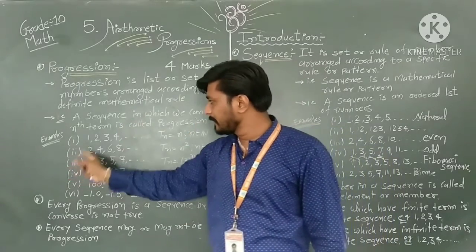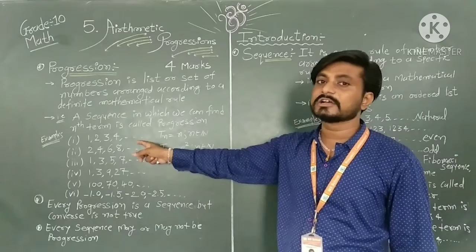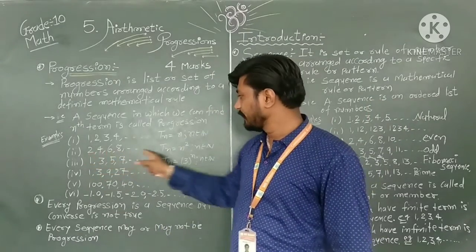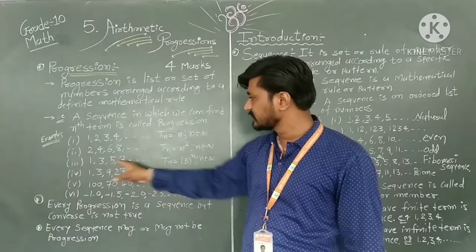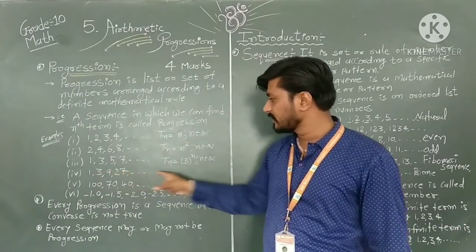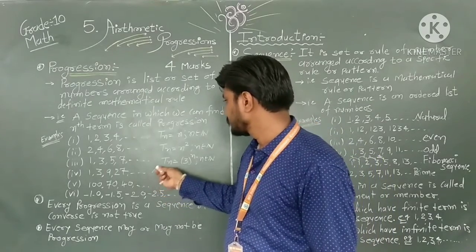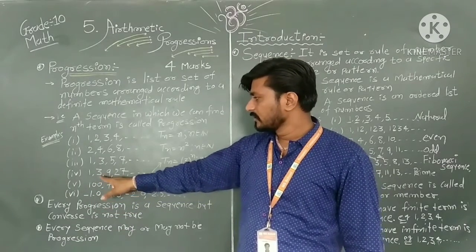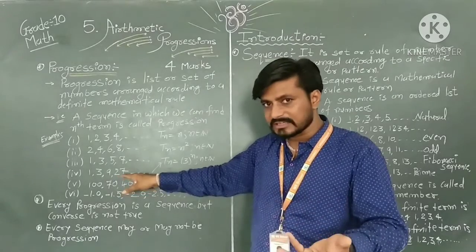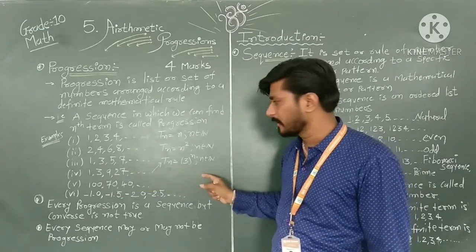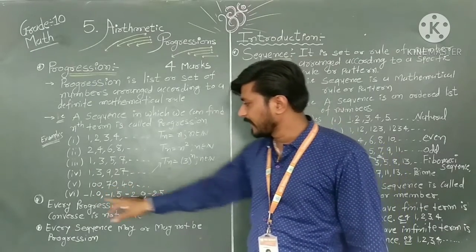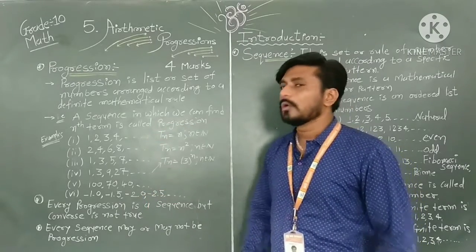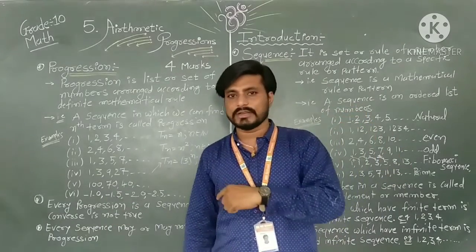Okay, look. Here are some examples. 1, 2, 3, 4 up to infinity, the set of natural numbers. Here also I have taken those examples. The set of even numbers 2, 4, 6, 8, the set of odd numbers 1, 3, 5, 7. Then 1, 3, 9, 27: 3 to the power 0 is 1, 3 to the power 1 is 3, 3 squared is 9, 3 cubed is 27, 3 raised to 4, 3 raised to 5, and so on. 100, 70, 40, up to infinity, minus 1, minus 1.5, minus 2, minus 2.5. These are all progressions.